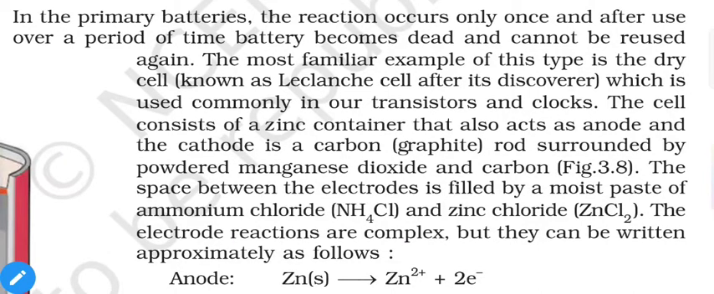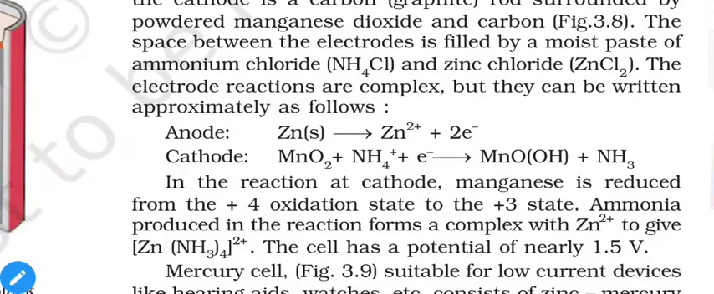The cell consists of a zinc container that also acts as the anode, and the cathode is carbon, and they are surrounded by powdered manganese dioxide and carbon. The space between the electrodes is filled by a moist paste of ammonium chloride and zinc chloride. The electrode reactions are complex, but we can write them approximately as follows. So here two different reactions are mentioned.